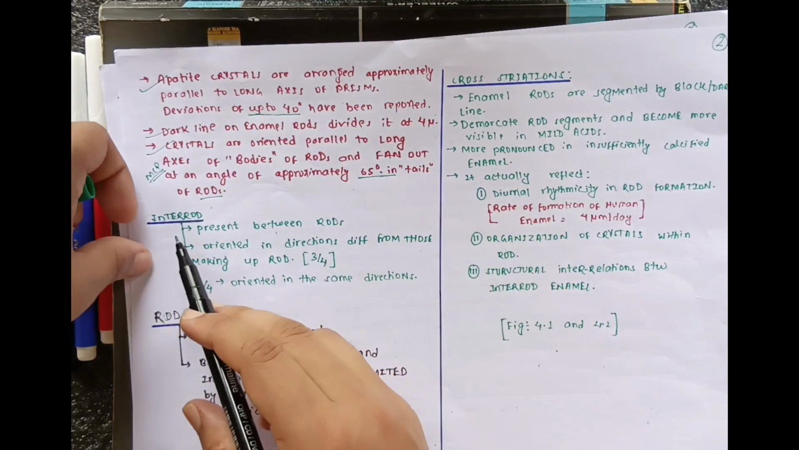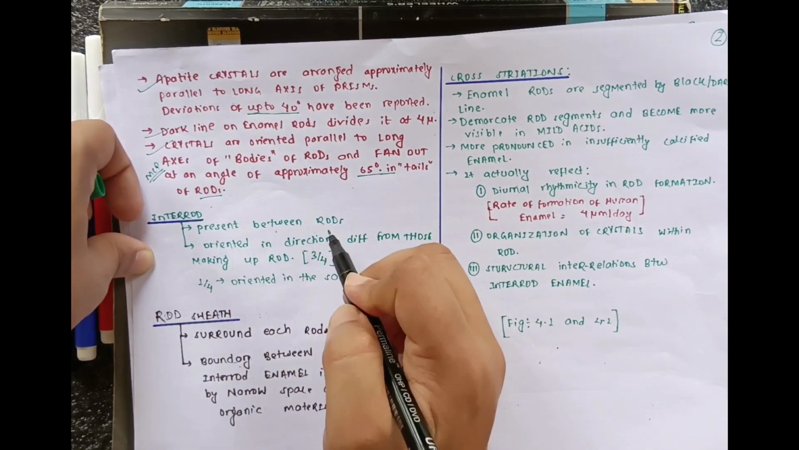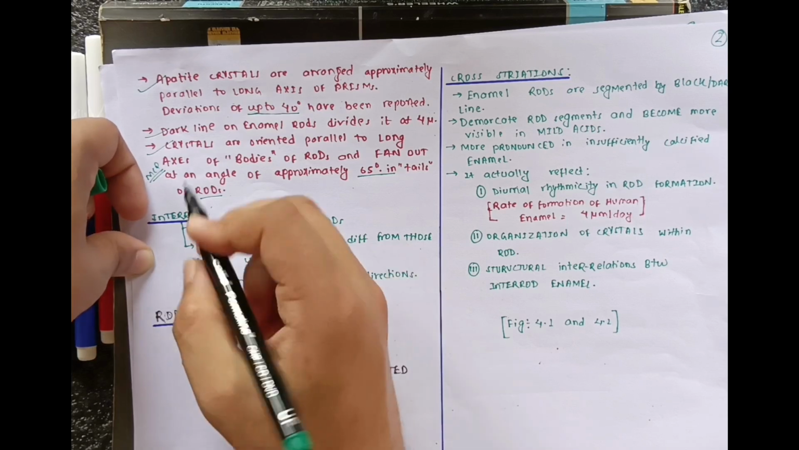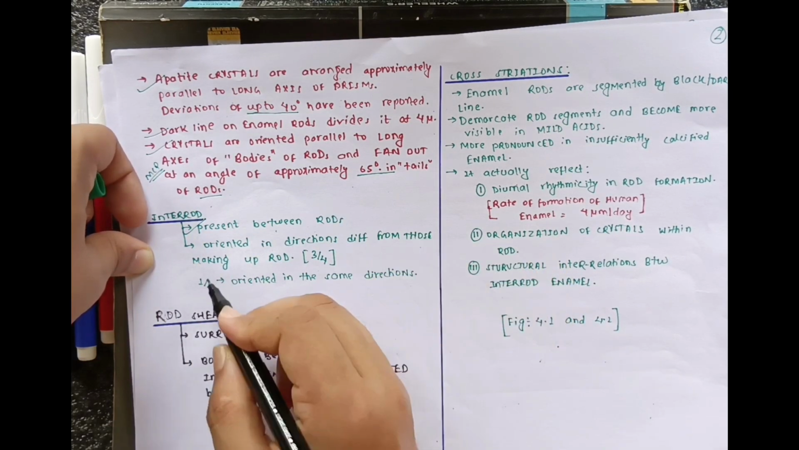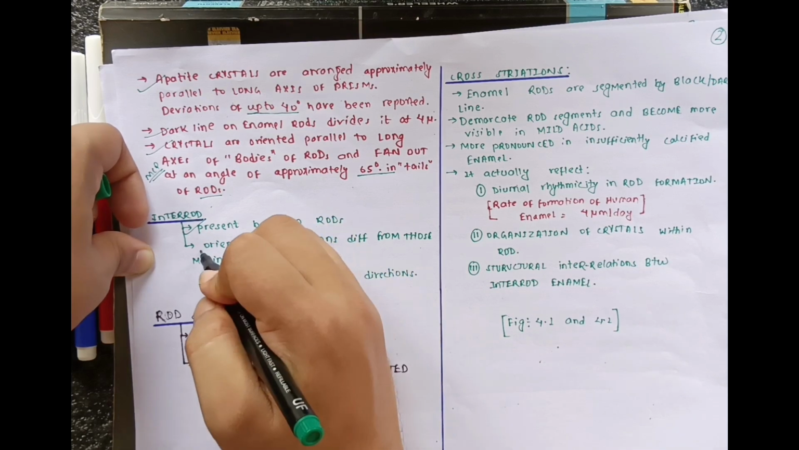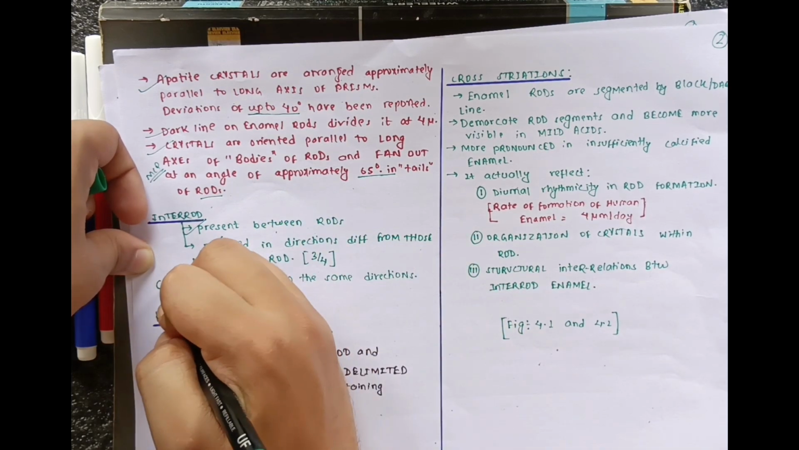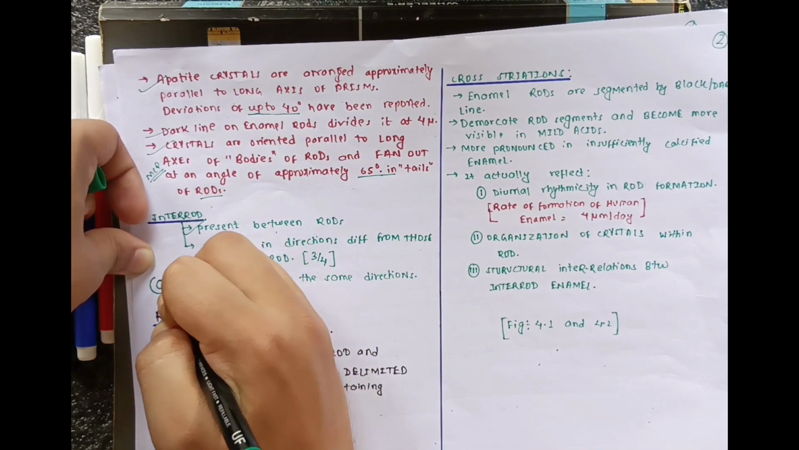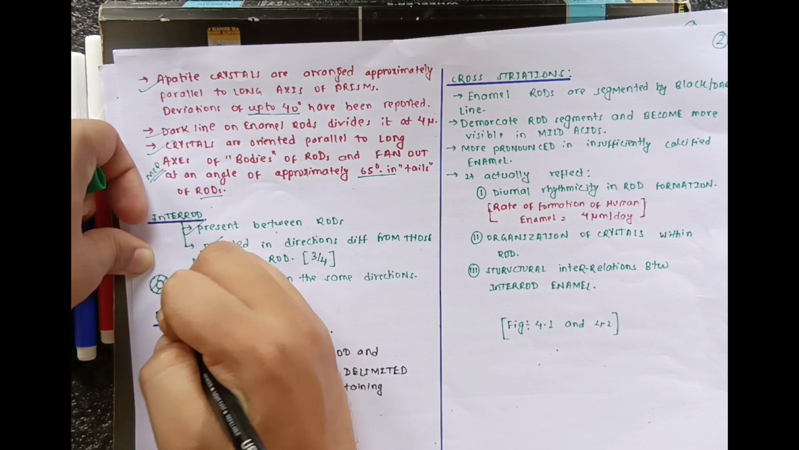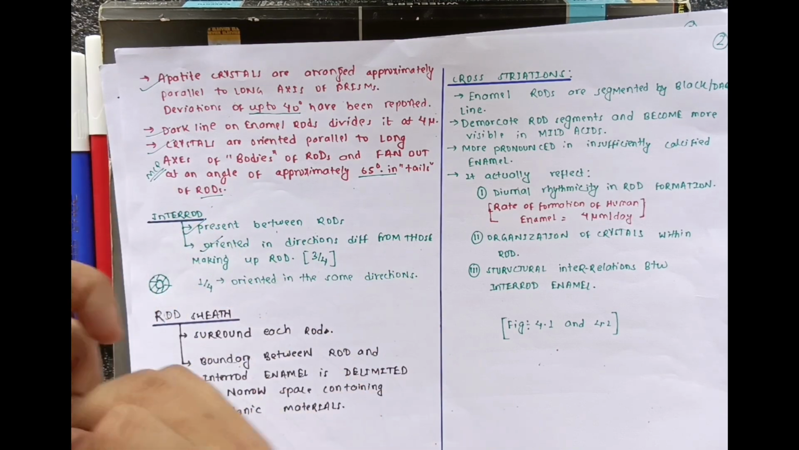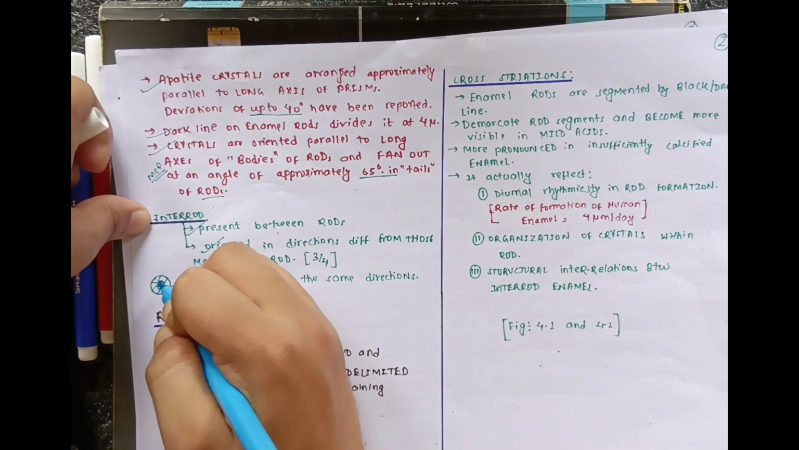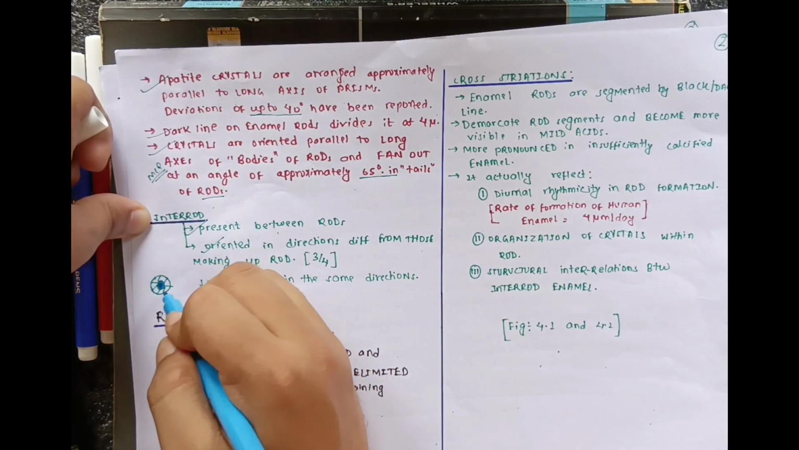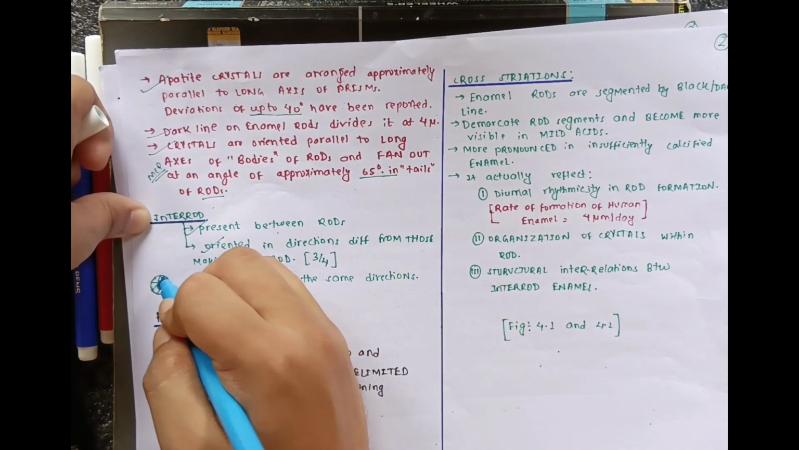After that, we will move towards the interrod. In interrod, they are present between the rods, and they are oriented in a direction different from those making up the rod. So if this is a rod and this is the outer circumference, this is interrod. I will show you another color. Let's think that this colored portion is the rod and this outer concentric portion is the interrod.